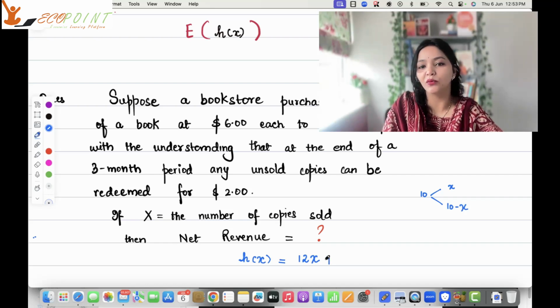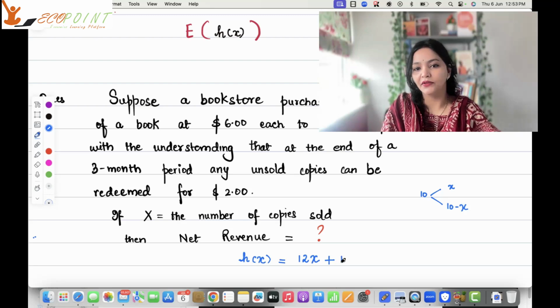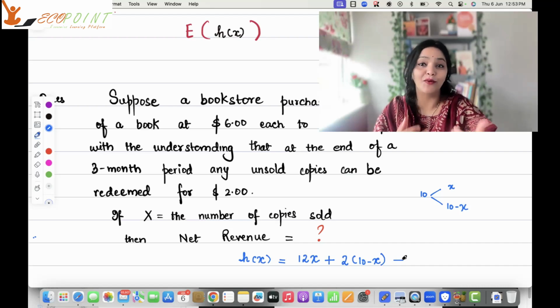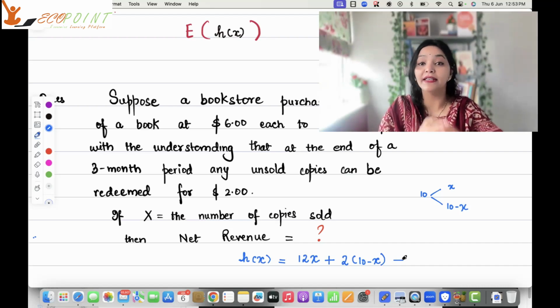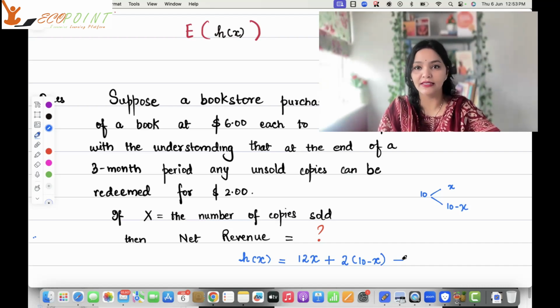So that means my total revenue will be 12x from whatever I've sold, and after 3 months, $2 each from 10 minus x copies. So plus 2 times 10 minus x. Minus, of course, there was a cost attached, right? So the gross revenue is this. Now net revenue will be when you subtract the cost. We are purchasing 10 books for $6 each, so 60 has to be subtracted. This is your net revenue.